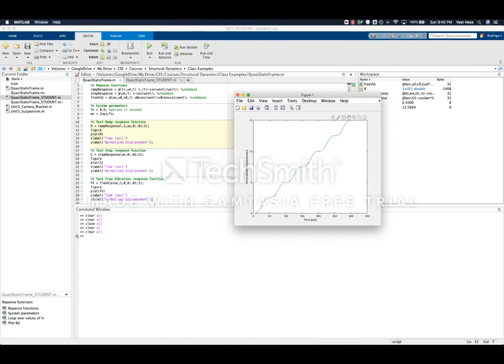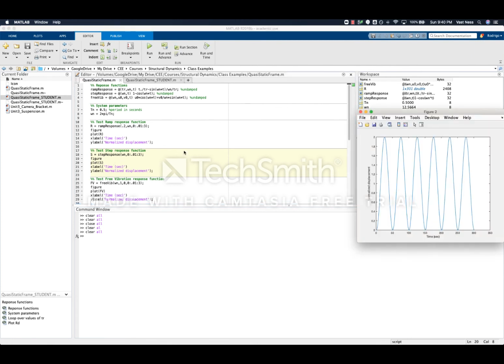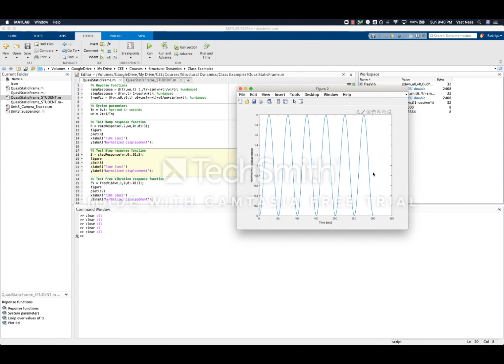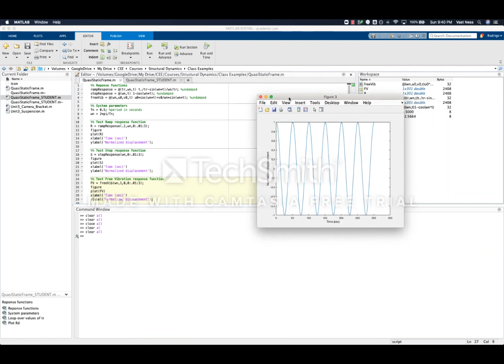An oscillating ramp function. Step response only needs a natural frequency and that time vector. If I plot this, that's what it looks like. Oscillations around 1. Again, these are all undamped solutions. And the free vibration just requires a natural frequency, initial displacement, which is 1, and initial velocity, which is 0 in this case, and a time vector to solve for, and that should give you something very similar to the step, except this time it's around the 0 point.